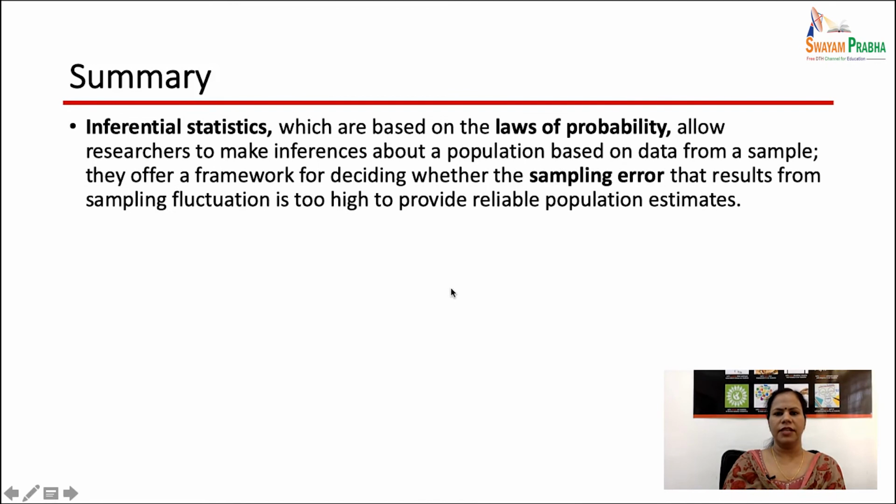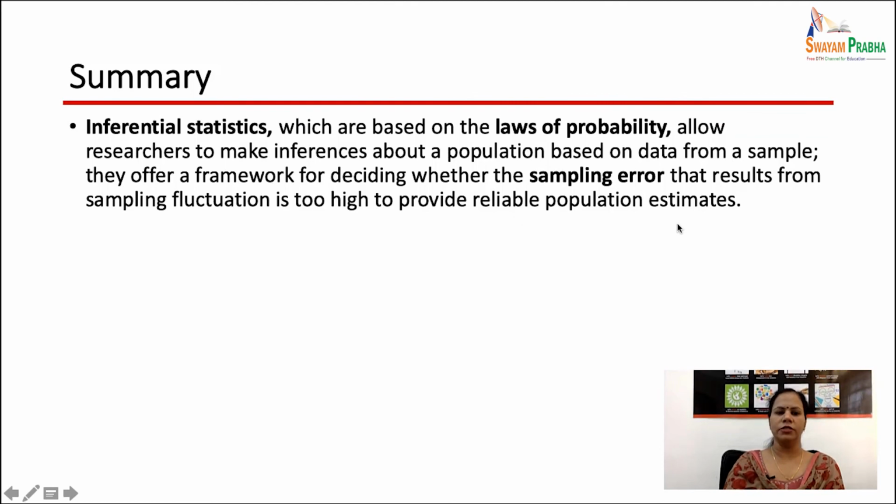Inferential statistics is where we make inferences about the population based upon the data from a sample. This is done through the tests of significance, which are part of inferential statistics, and they offer a framework for deciding whether the sampling error that results from sampling fluctuation is too high to provide a reliable population estimate. So whether the findings we are getting from the sample are true findings which can be applied to the population or not.